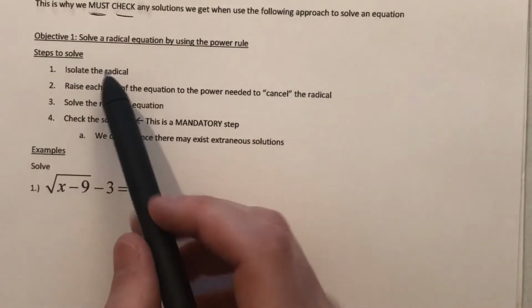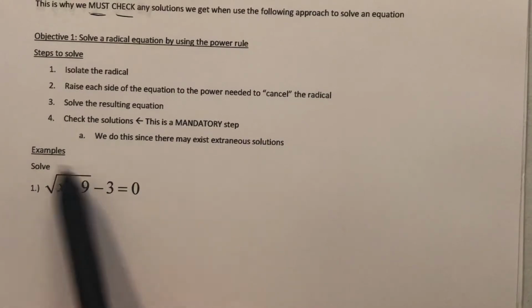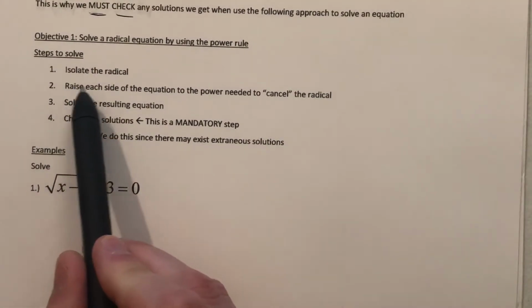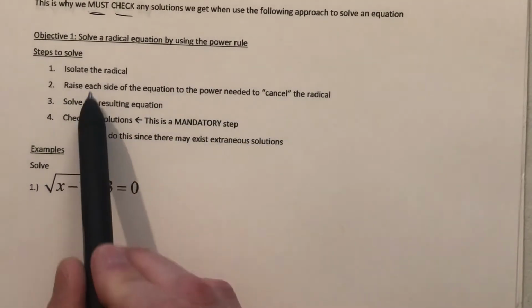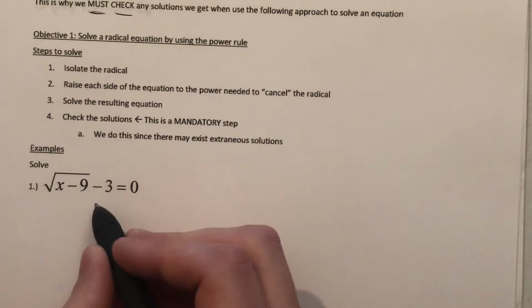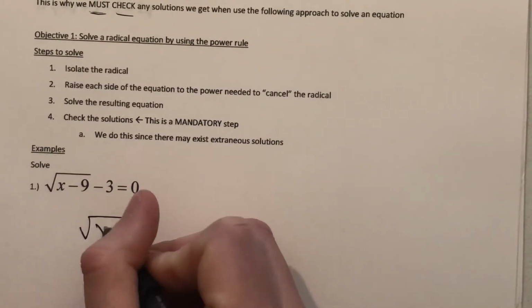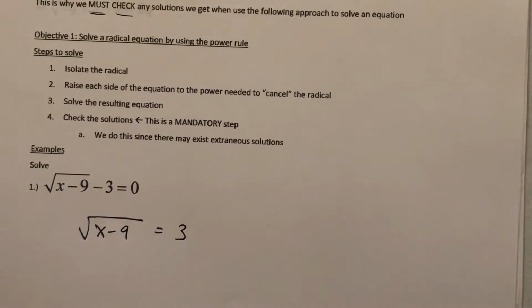So other than that, keeping that in mind, the steps we will use are right here. Isolating the radical means get the term that is involving the square root or the radical sign on one side by itself. Then raise each side of the equation to the power needed to cancel the radical. Well, let's talk about these two steps. For this first problem, isolating the radical is simple enough. I'll just add the 3 on over. So I've got the square root of x minus 9 on the left and 3 on the right.